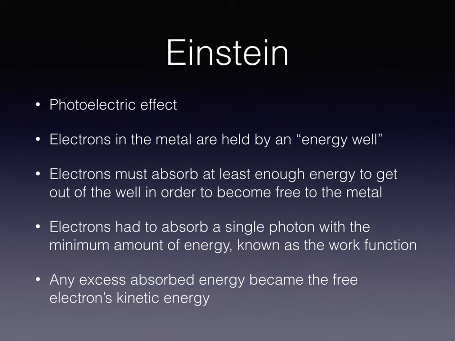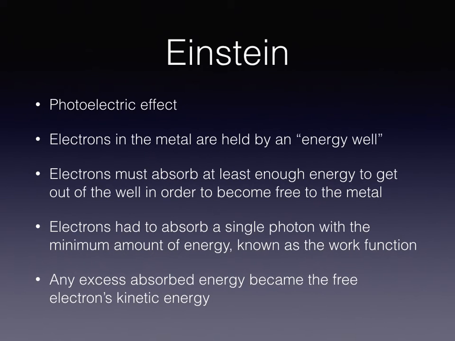Einstein is noted for the photoelectric effect. Electrons in a metal are held in an energy well. Electrons must absorb at least enough energy to get out of the well in order to become free from the metal. Electrons had to absorb a single photon with a minimum amount of work, known as a work function, and any excess absorbed energy became the free electron's kinetic energy.